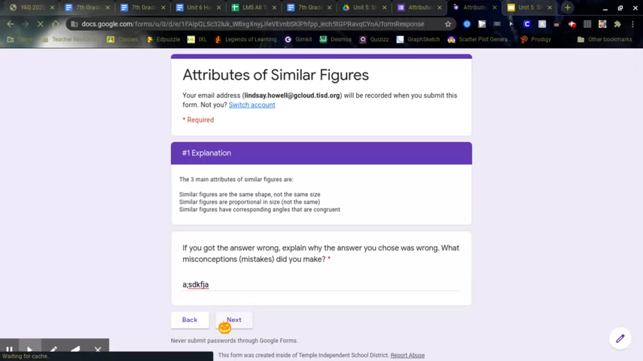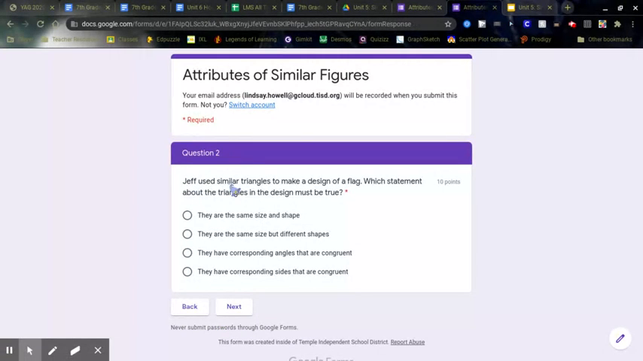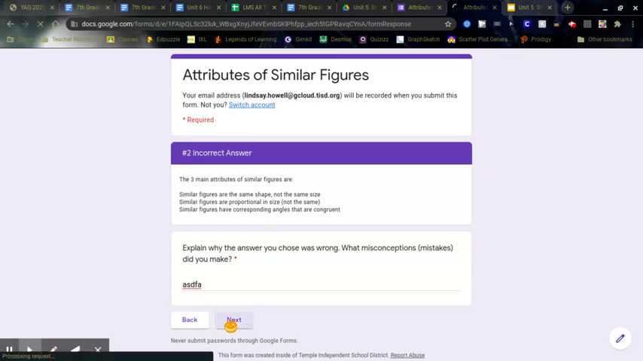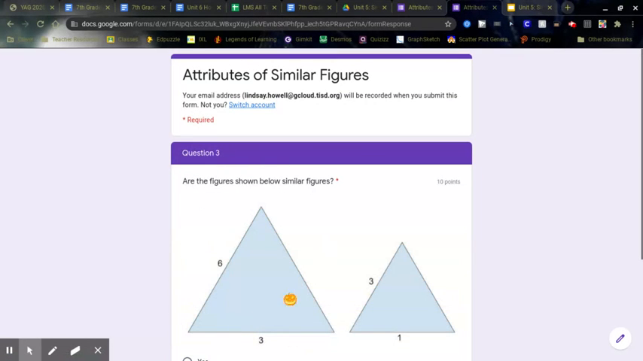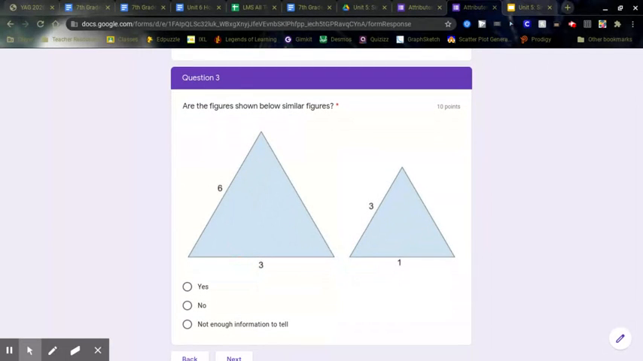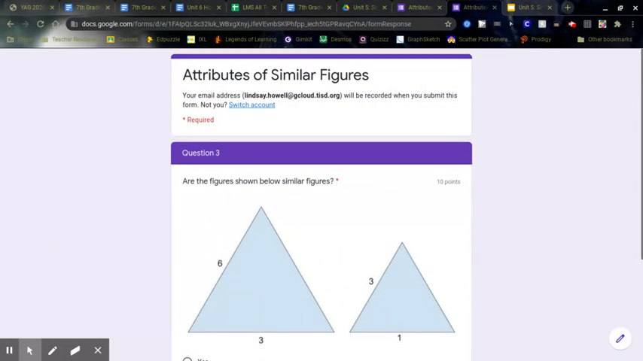And then on number 2, it starts going into it. If Jeff used similar triangles to make a design of a flag, which statement about the triangles in the design must be true? So you need to choose the true statement about similar triangles. So use your little chart to help you out. Okay, and then the next one, oh, I got it wrong, so I got to explain why. Okay, and then the next 3 are going to all be about this. Tell me if these are similar figures. So use all 3 attributes to tell if they're all similar figures.